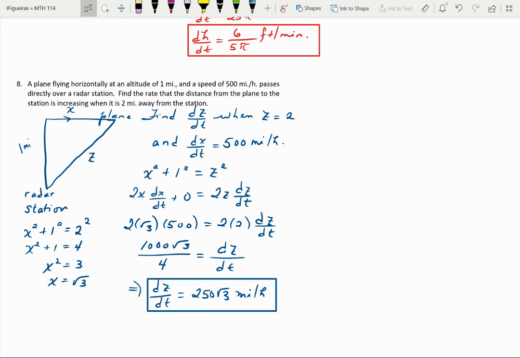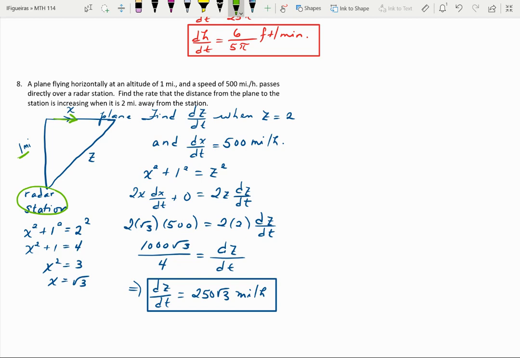Okay, so the 1 mile is the height right here. So here's the radar station. The plane is above it, 1 mile above it, and it's flying away from the radar station. It's going in that direction. And we know that that plane is traveling at 500 miles per hour. And we want to know how fast the distance from the radar station to the plane is increasing.